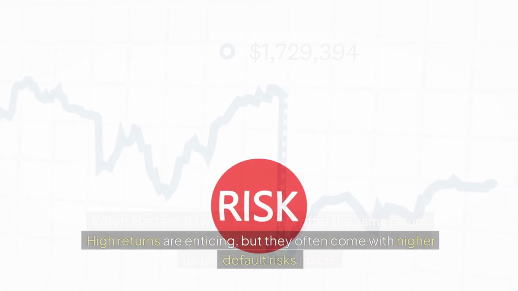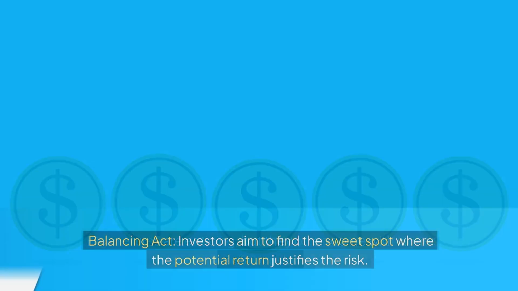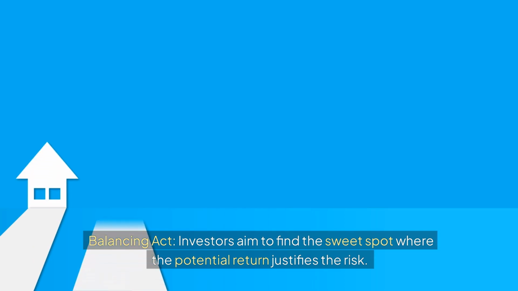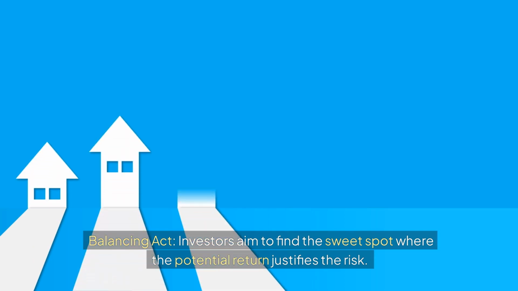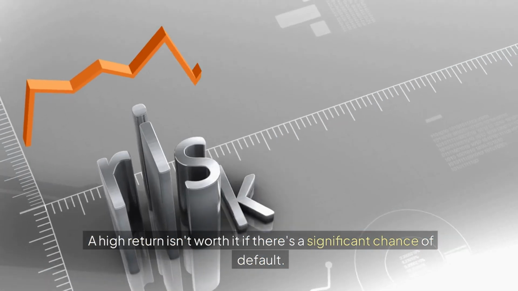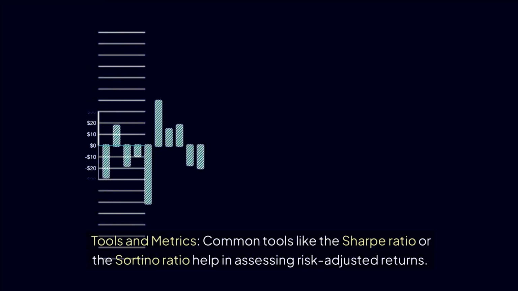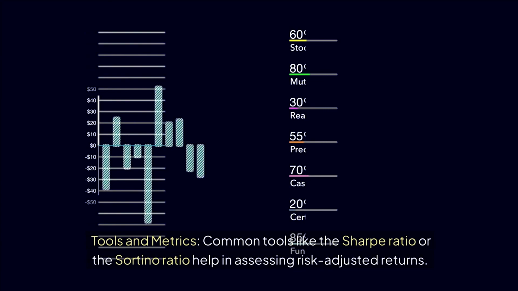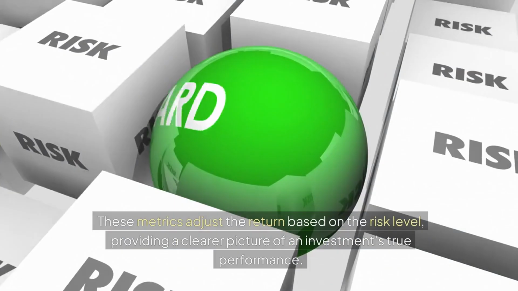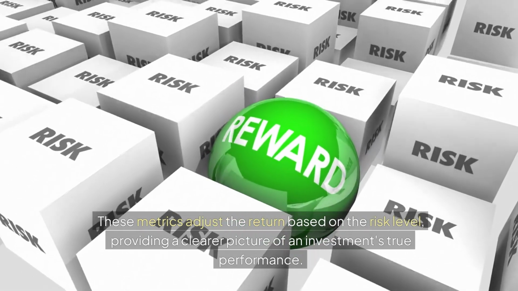High returns are enticing, but they often come with higher default risks. Balancing act. Investors aim to find the sweet spot where the potential return justifies the risk. A high return isn't worth it if there's a significant chance of default. Tools and metrics. Common tools like the Sharpe ratio or the Sortino ratio help in assessing risk-adjusted returns. These metrics adjust the return based on the risk level, providing a clearer picture of an investment's true performance.